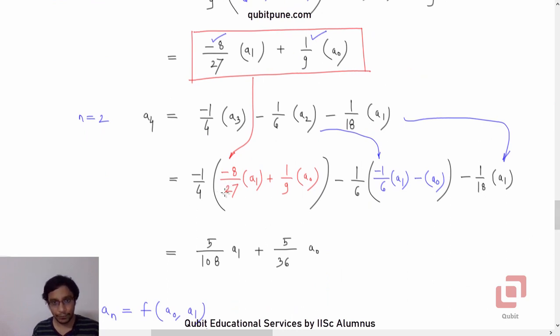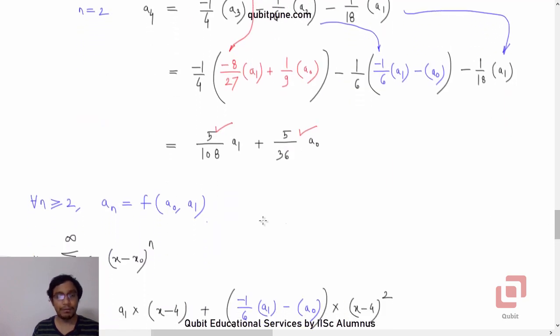If we do the calculations, for a1 it is 8 upon 108 plus 1 upon 36 minus 1 upon 18. It turns out to be 5 upon 108 times a1. And for a0 it is going to be negative 1 upon 36 plus 1 upon 6, so it will be 5 by 36 a0. So you may now observe that for all values of n greater than or equal to 2, an can be considered as a discrete function of a0 and a1.